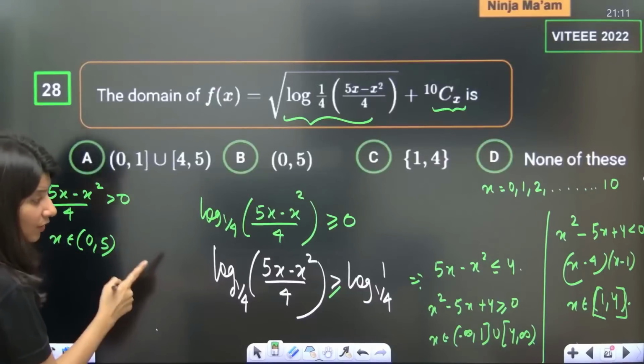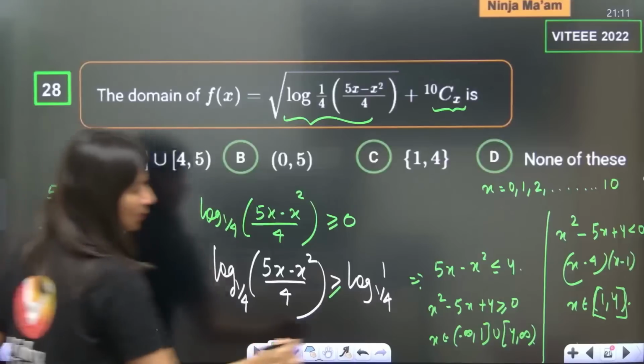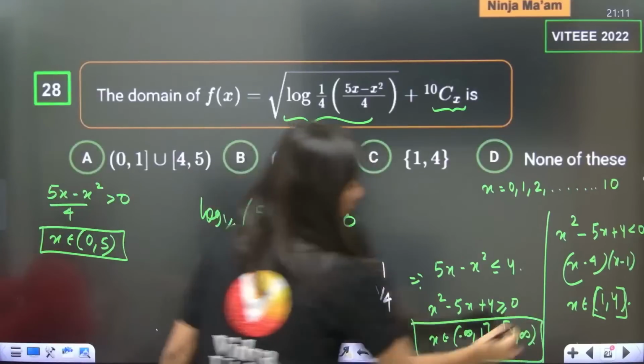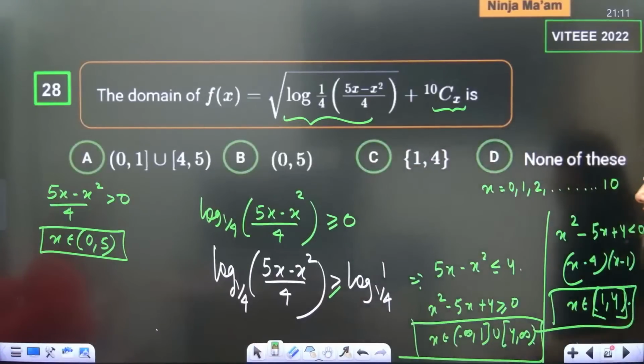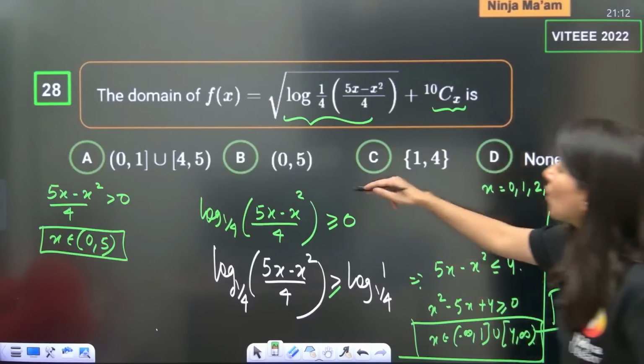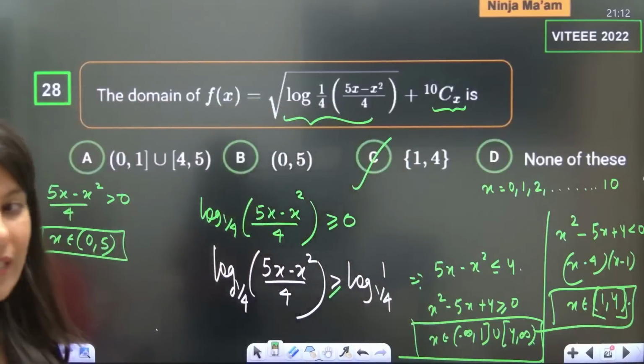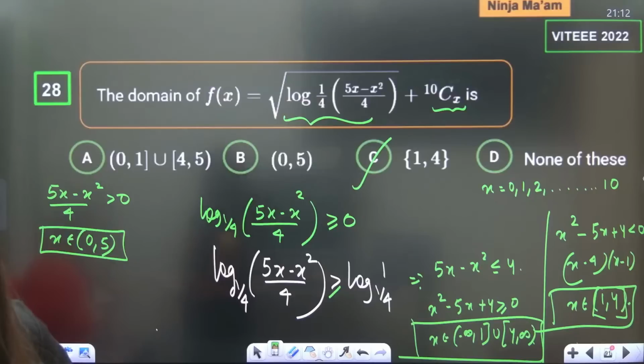x belongs to 0 to 5, and if I take the intersection of this and this, what will you get? They are saying only 1 to 4. Only 1 and 4. Option C, only 1 and 4 will satisfy this. That's it. Okay, everybody? Yes?